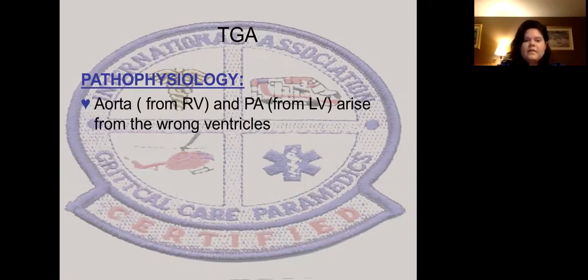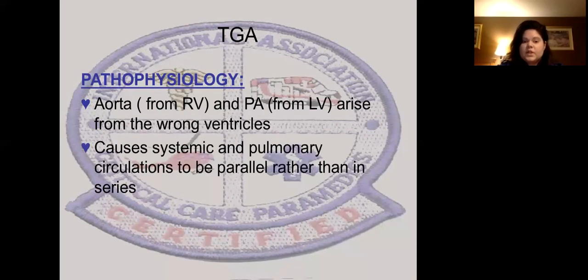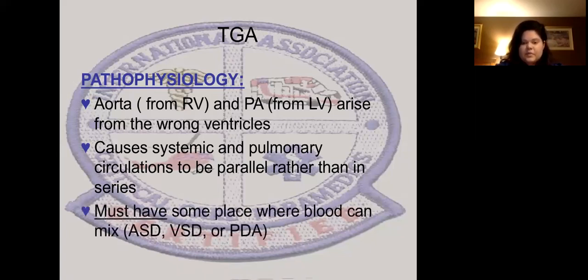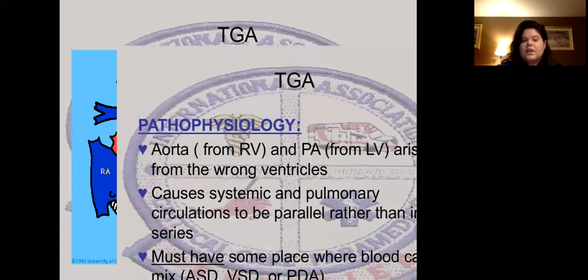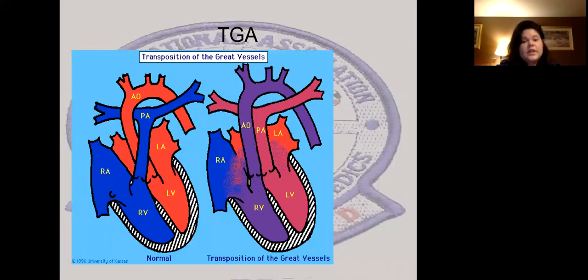Okay, so the patho of this: the aorta and the PA arise from the wrong ventricles. This is going to cause systemic and pulmonary circulation to be parallel rather than in a series. So they must have some place where blood can mix, and that could be various locations. So as you can tell, it's a mess. It is a mess.